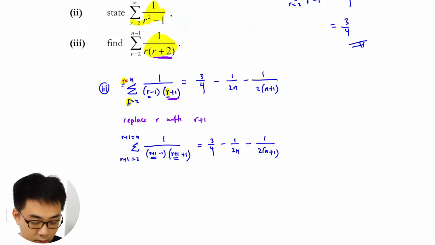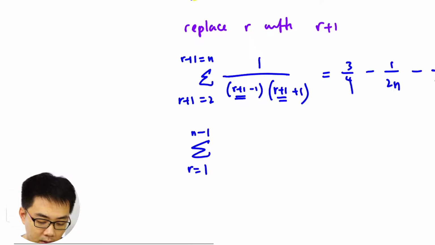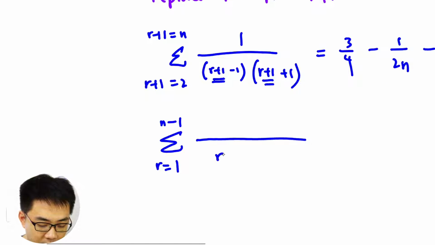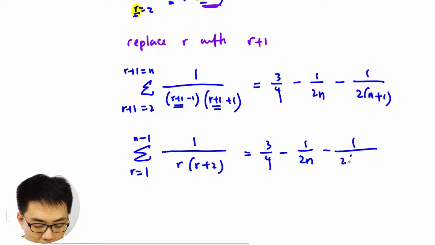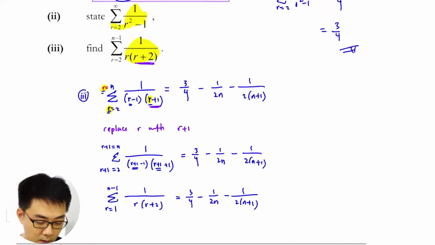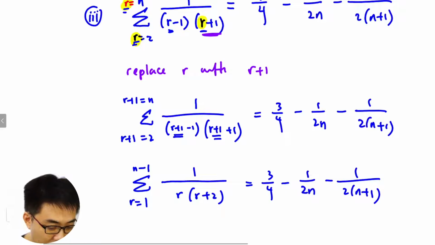Once you're done with that, you get n minus 1, and this is r equals to 1. Then you just bracket this out with r. This is r plus 2, this is 1. Then you just do this part, which is 3 over 4 minus 1 over 2n minus 2n plus 1. You get this. Like I say, this one is the number 1 pitfall. So remember to replace this r plus 1 in.